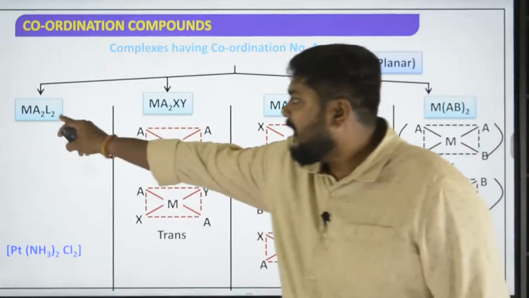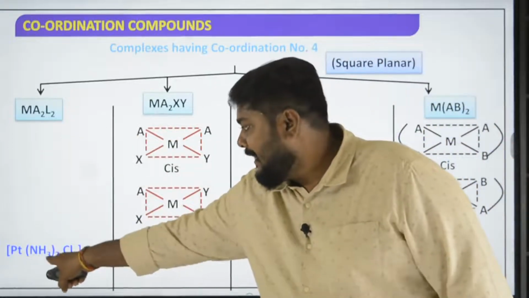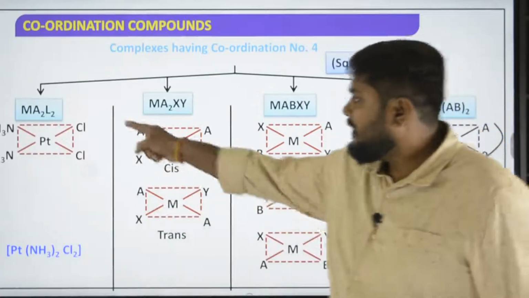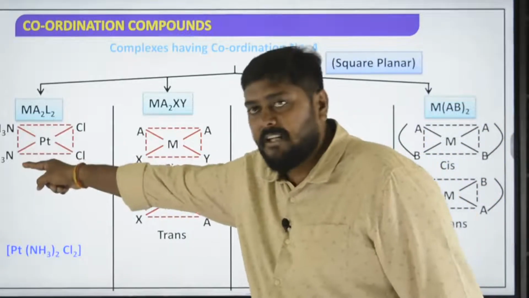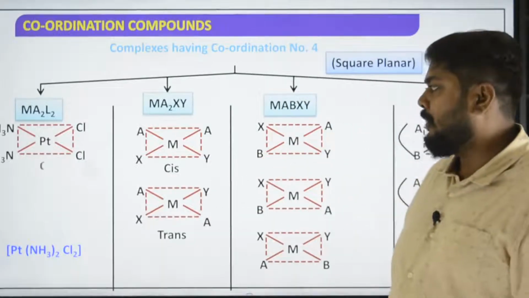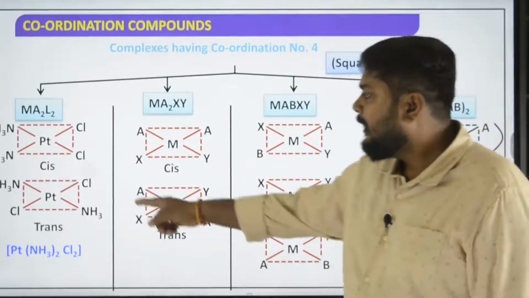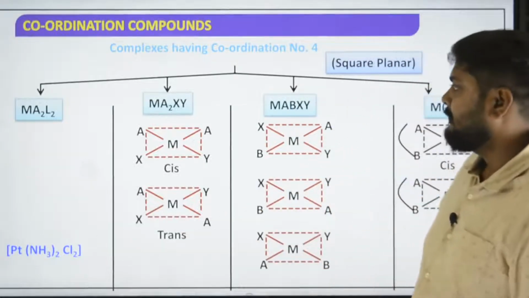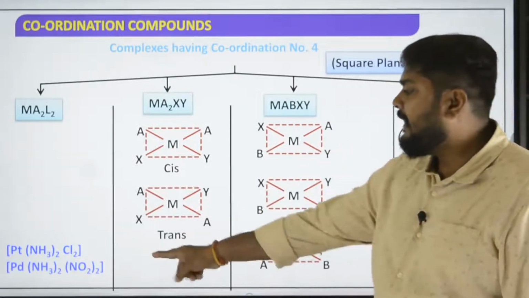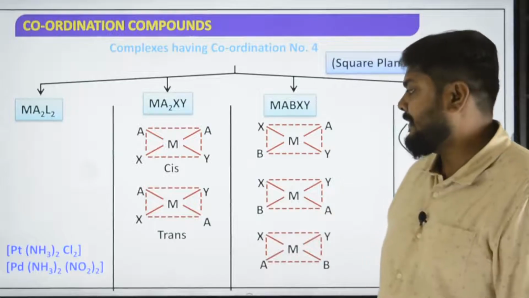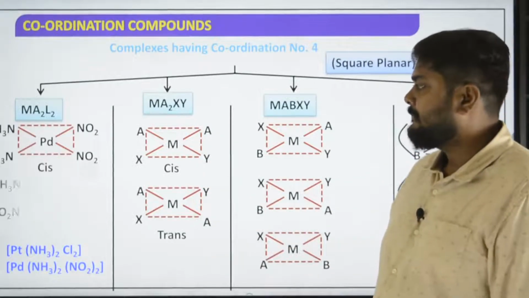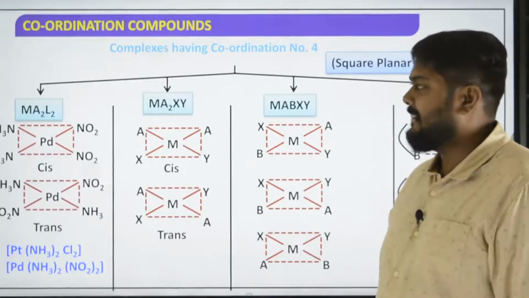ப்ரிடிக்ட் பண்ணிட்டு அதுக்கப்புறமேட்டு we can give whether it is cis or trans. See, இப்போ MA2L2-க்கு I have taken a complex Pt(NH3)2Cl2-ன்ற மெத்தட நான் எடுத்திருக்கேன், ரைட்? ஸோ இப்போ Cl சேம் சைடில் இருக்கு, NH3 சேம் சைடில் இருக்கு. ஸோ தென் இட் வில் பி cis complex. இந்த Cl ஆப்போசிட்ல இருக்கு, so it will be trans complex, right? One more example, Pd(NH3)2(NO2)2, right? So NO2 will be in same side cis, opposite side will be trans, right?